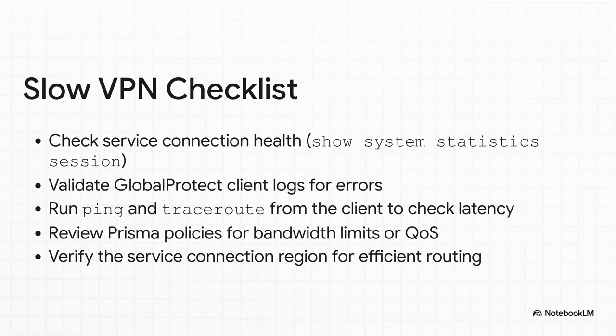But what if it's not a block? It's just slow. A user's complaining about slow VPN access. Here's your checklist. You're going to start at the core, on the firewall itself, check session stats. Then you move out to the user's machine. The GlobalProtect client logs have a ton of great info. Then you do your basics, right? Ping and traceroute to see where the latency is. And finally, you look at your own configs. Did you set up a QoS policy that's accidentally throttling them? Are you sending a user in Chicago to a data center in Singapore? All things you've got to check.